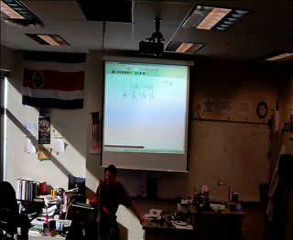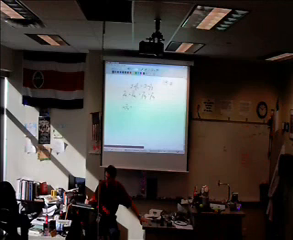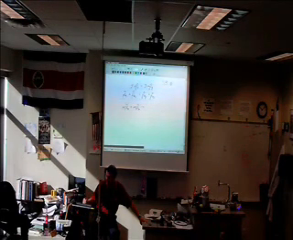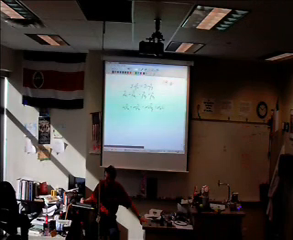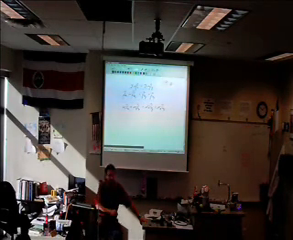Now, what does momentum equal? Mass times velocity. So this means that mv for A before the collision plus mv for B before the collision equals mv for A after the collision plus mv for B after the collision.